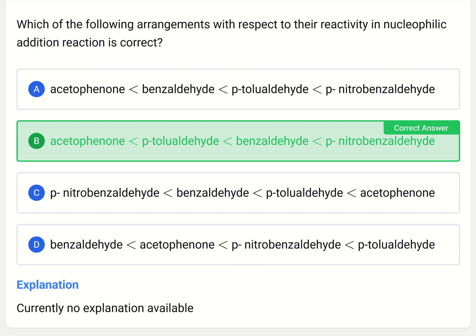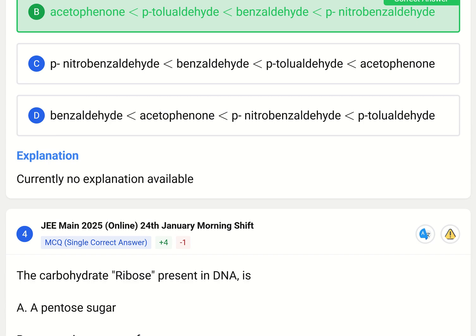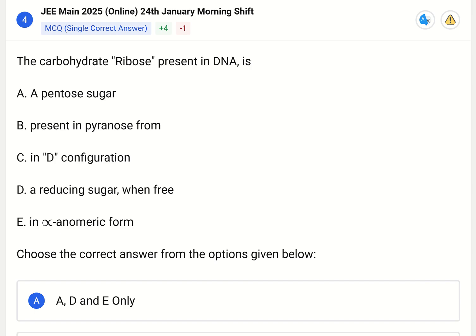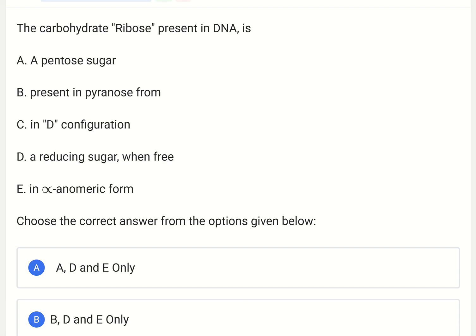So I guess everyone is clear with the trick that we have used here. Carbohydrate ribose present in DNA. A, it is a pentose sugar. B, present in pyranose form. No, it is present in furanose form. Means A, it is present in D configuration. It is a reducing sugar. It is alpha anomeric. It is not alpha anomeric. No, this is wrong. It is in alpha and beta anomeric form. Means A, C and D.